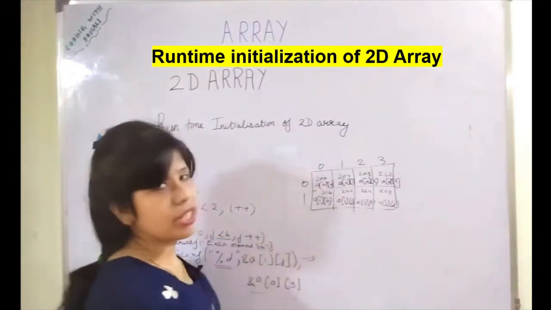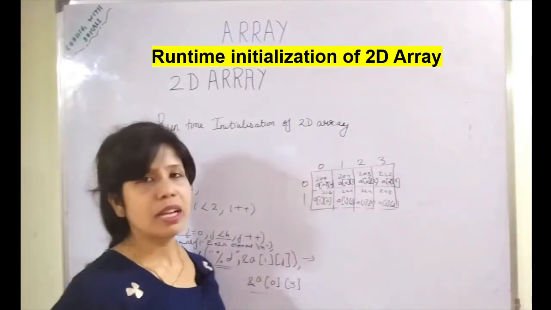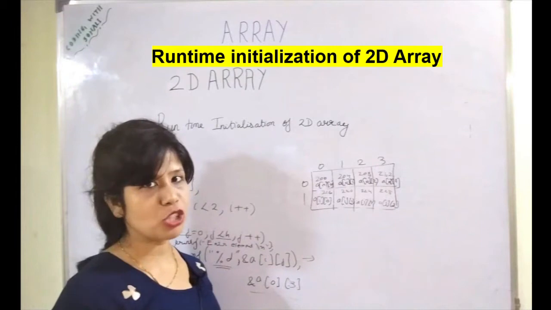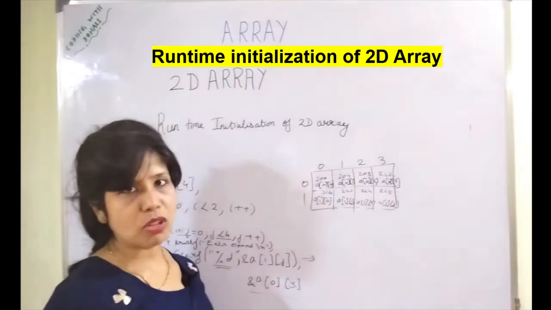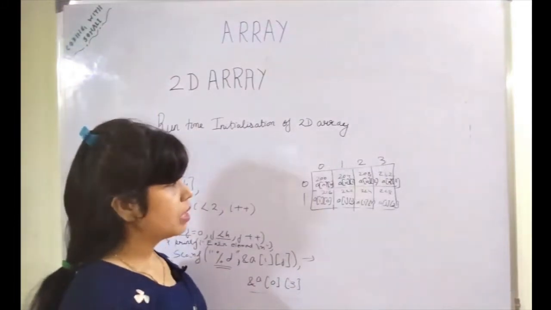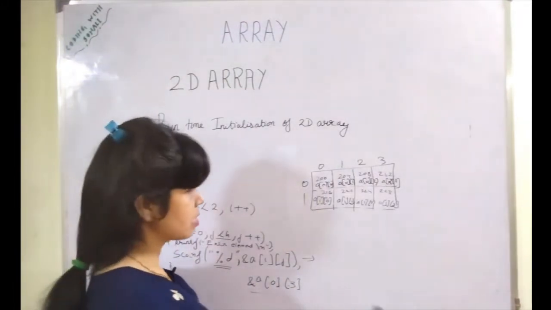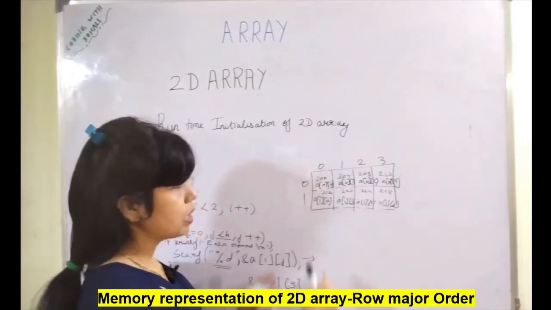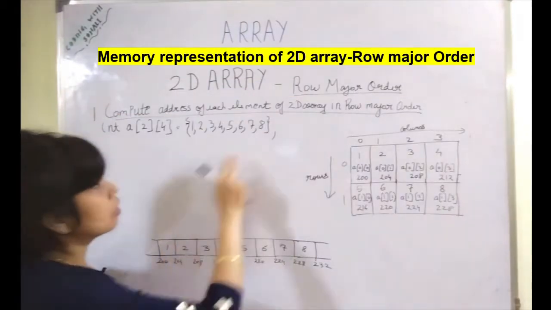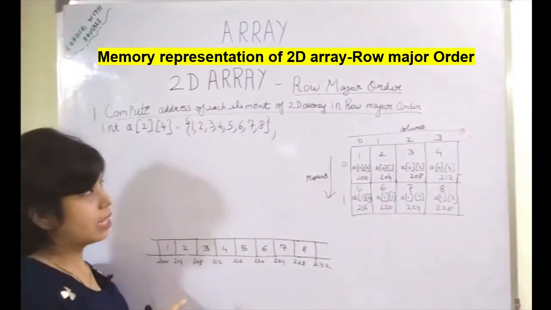So how are they actually represented in the memory? We will be seeing it in two ways. By row major order we will calculate the formula and see how it is stored, and by column major order also we will draw the formula and see how they are represented in the memory in one-dimensional form. So now we will be seeing the row major order representation of the 2D array.